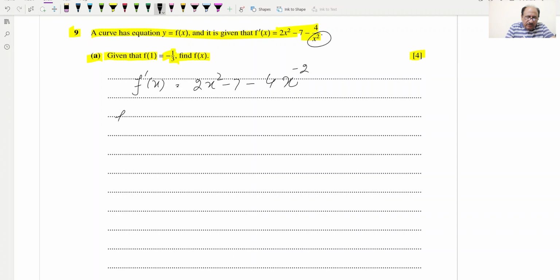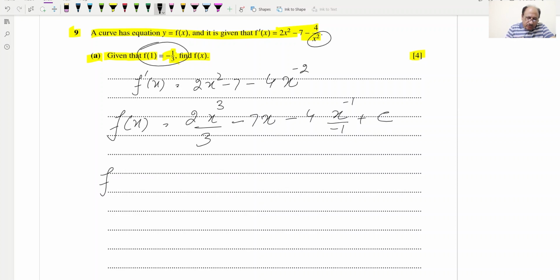Now we can integrate. f of x will be equal to 2x squared, so the power is increased, 2 plus 1 which is 3, divided by the power which is 3, minus the integral of 7 which will be 7x, minus 4, and the integral of x to the minus 2 will be x to the minus 1 divided by minus 1, plus integral constant c. Now f of 1, we know this value.